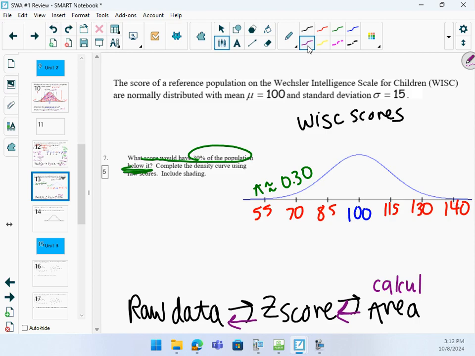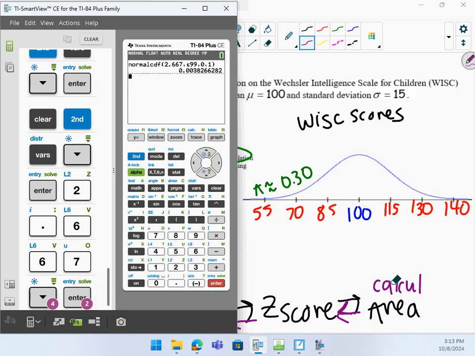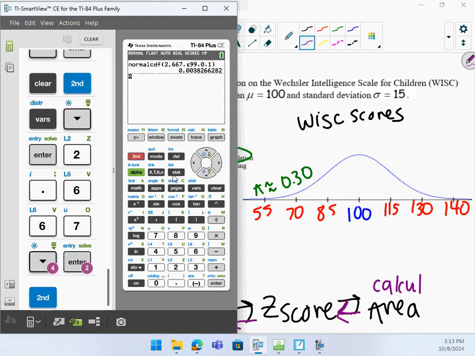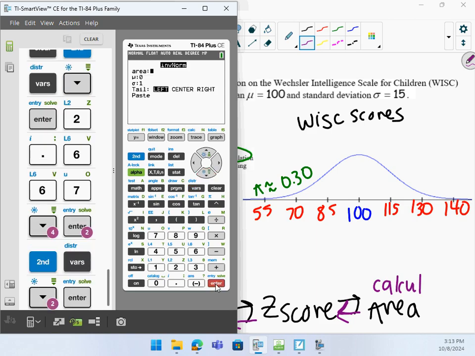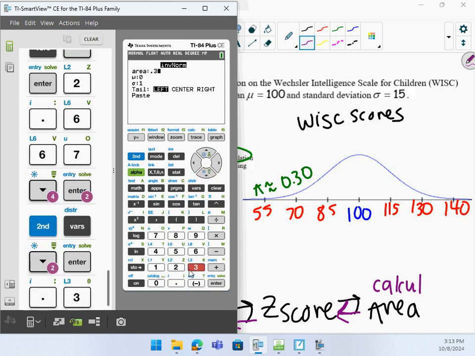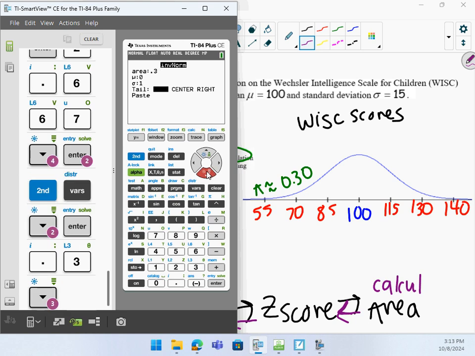So, if you go to your calculator, we need to register a couple of things. First off, since we're going in the opposite direction, the inverse direction, when we go second bars, we're going to pick inverse normal. We want an area of 0.3, and we want it to be to the left. And when we hit paste, it should pop up with your z-score.